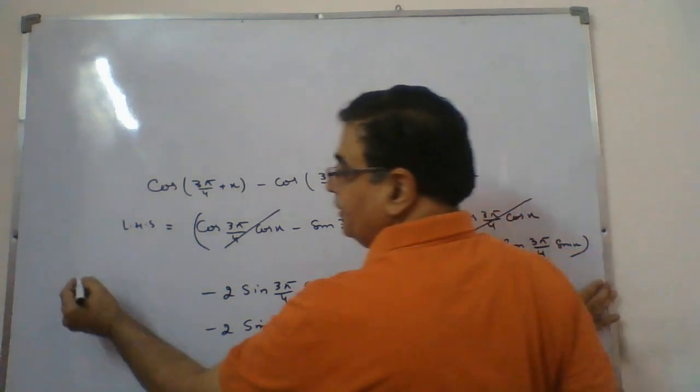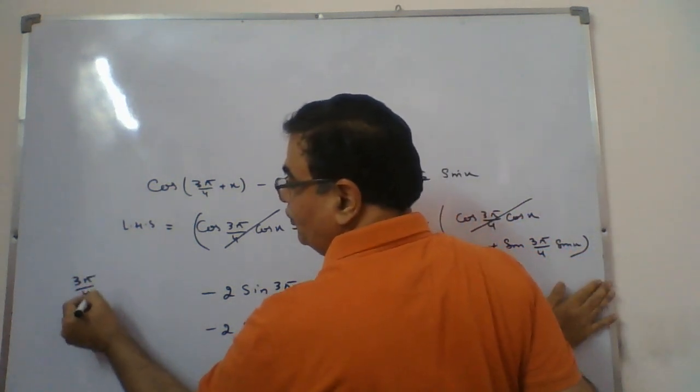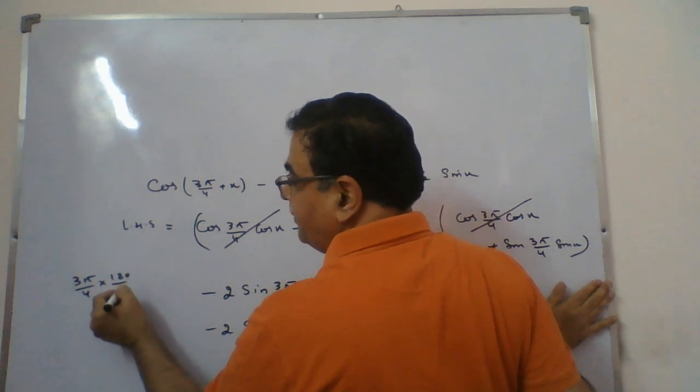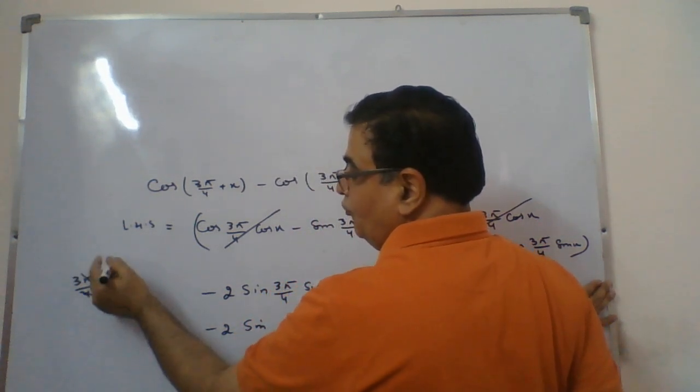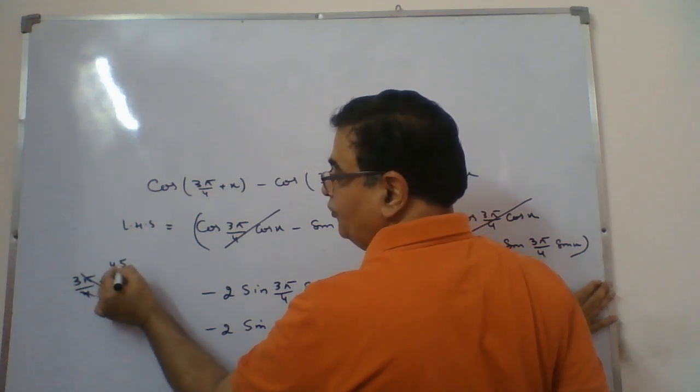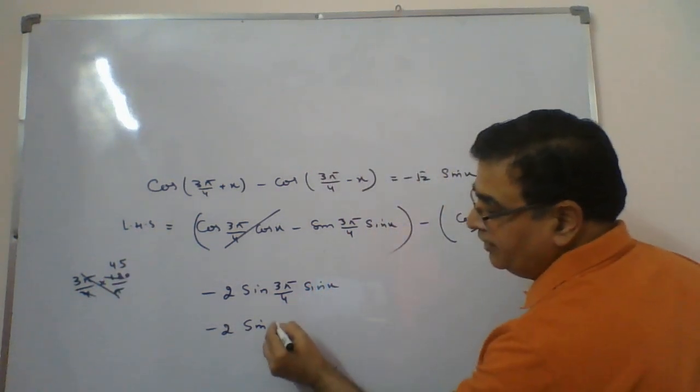3 pi by 4, when you solve it, 3 pi by 4 into 180 by pi. Solve it, this will come out to be 135 degree.